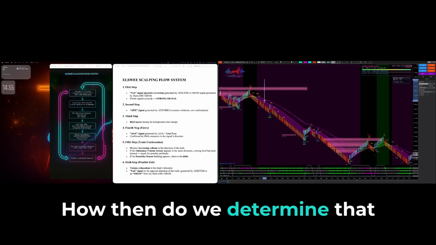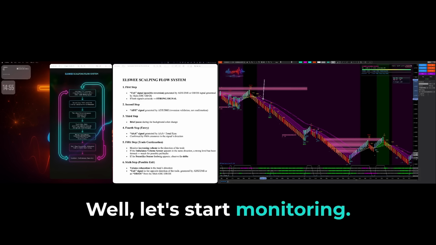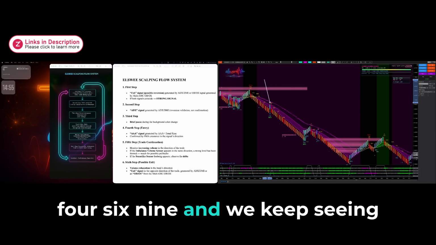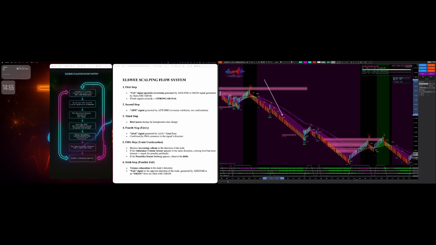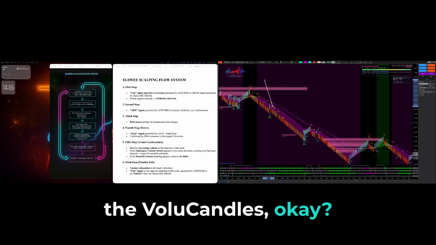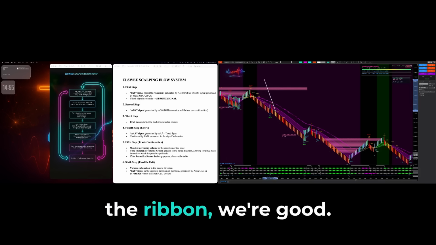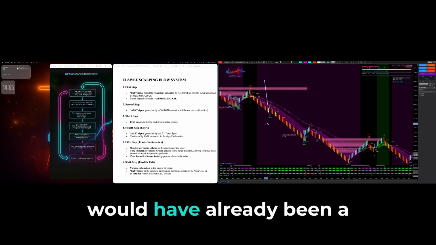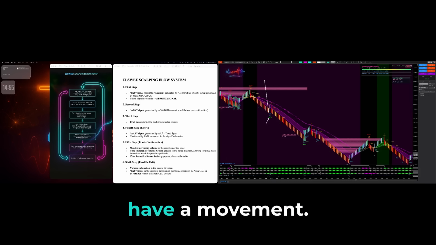How then do we determine that we can stay in the trade? Well, let's start monitoring. If you see here 396, 491, 469, and we keep seeing the increase in volume. That volume is provided by the volume candles, okay? And we stay below the ribbon. As long as we stay below the ribbon, we're good. Now, this point here would have already been a possible exit if we wanted to, because here we already have a movement.